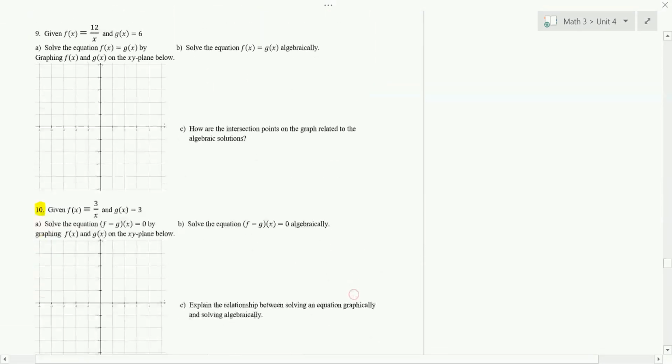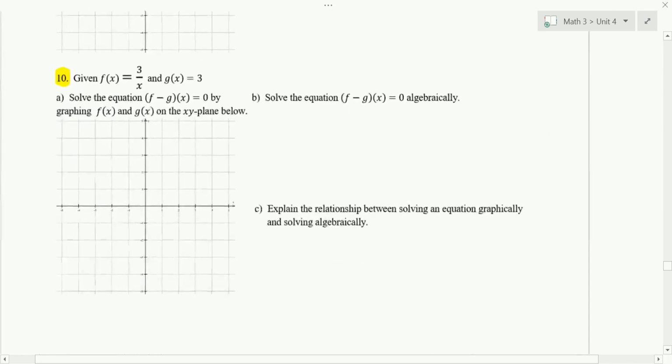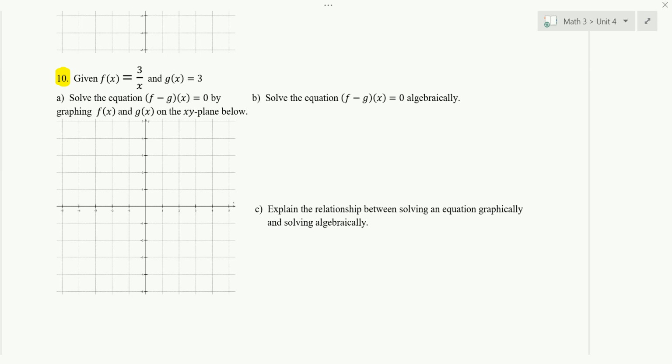Next, let's take a look at number 10. We're given f of x is 3 over x and g of x is 3. We want to solve the equation f of x minus g of x equals 0 by graphing f of x and g of x on the xy plane below. So that's part A. Part B, we want to solve it algebraically. And part C, we want to explain the relationship between solving the equation graphically and solving algebraically. I'm going to start with part B first.